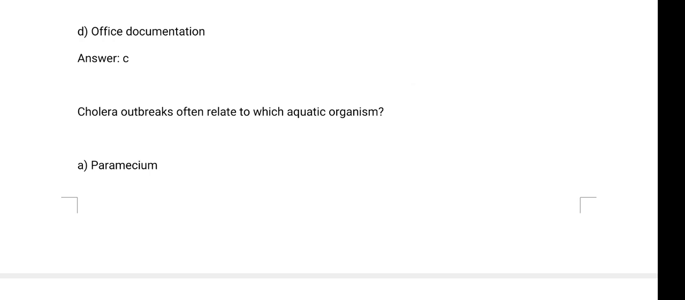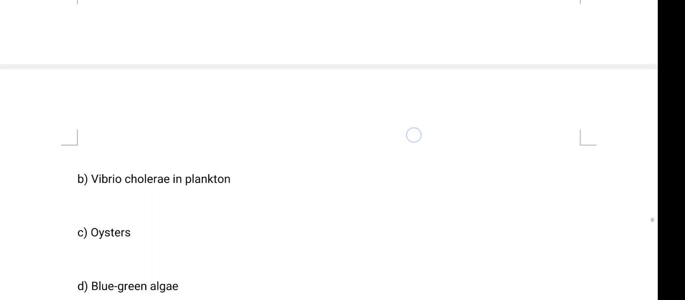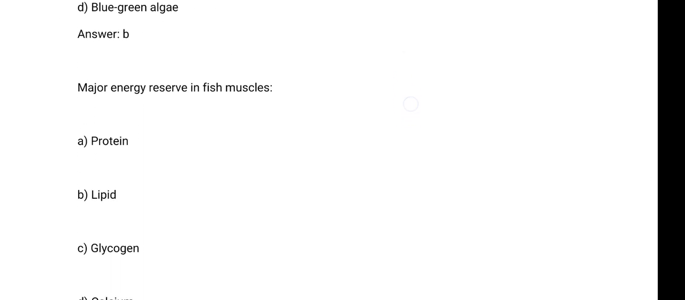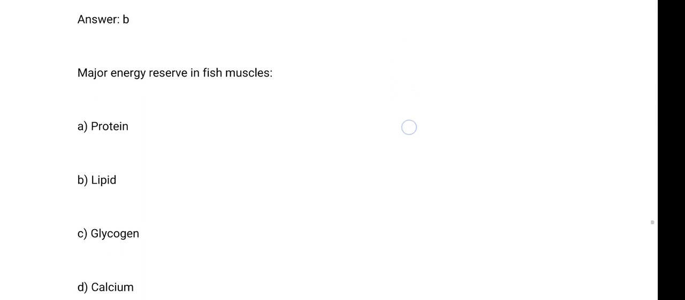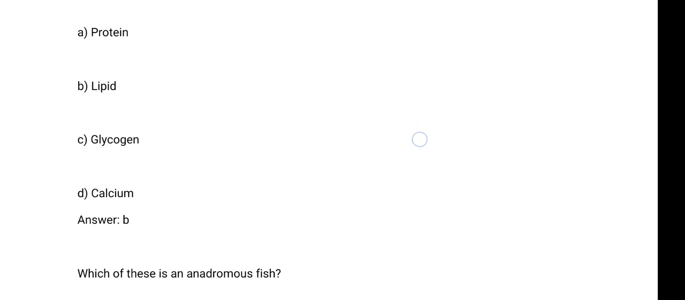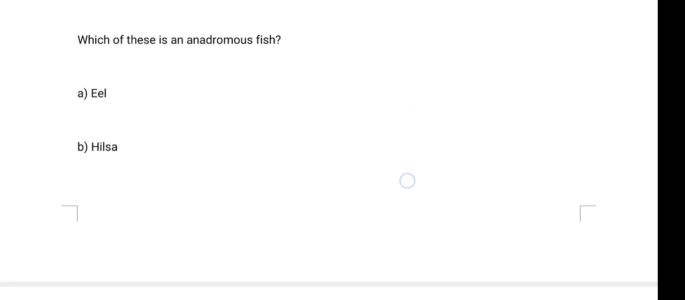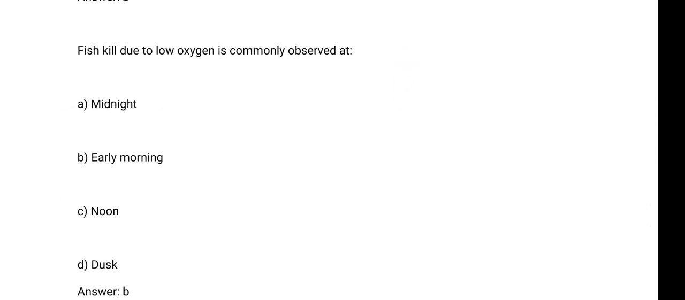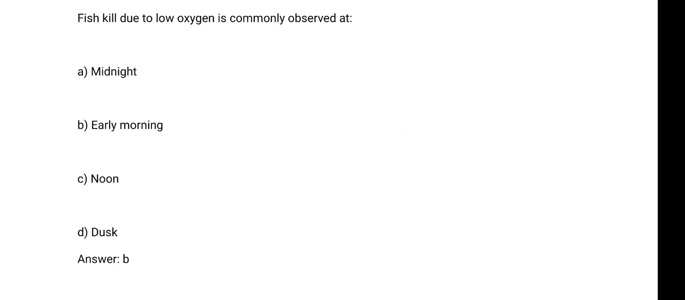Cholera outbreaks often relate to which aquatic organism? So the correct answer is option B, Vibrio cholerae in plankton. Major energy reserve in fish muscle is, so it is lipid. Which of these is an anadromous fish? So it is hilsa. Fish kill due to low oxygen is commonly observed at, so it is early morning.